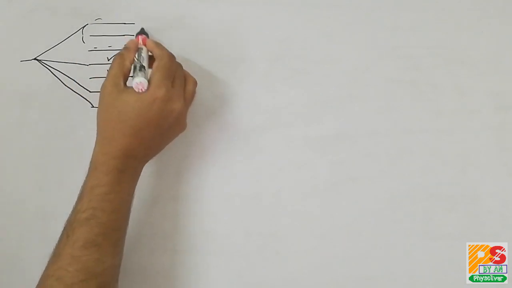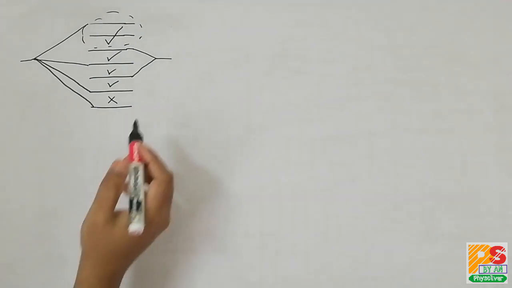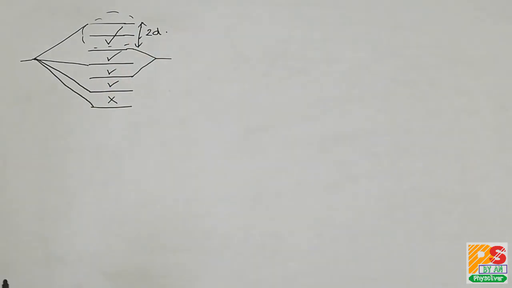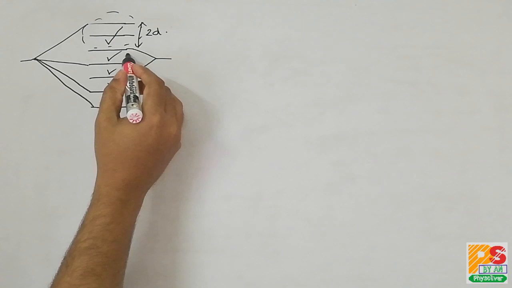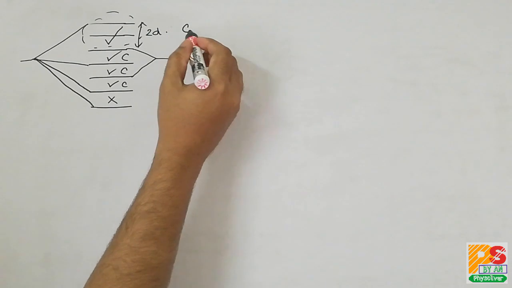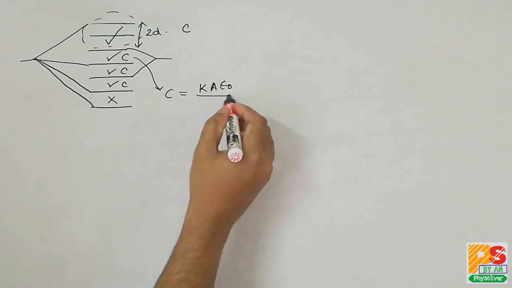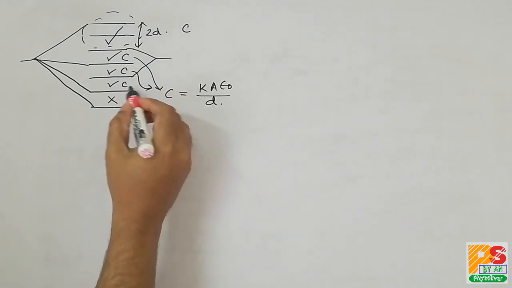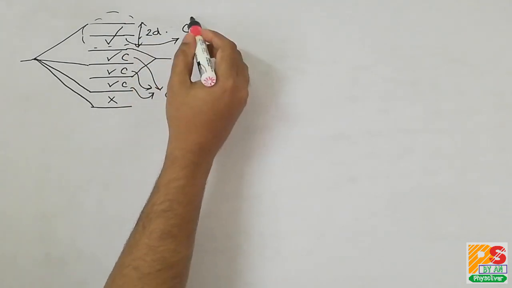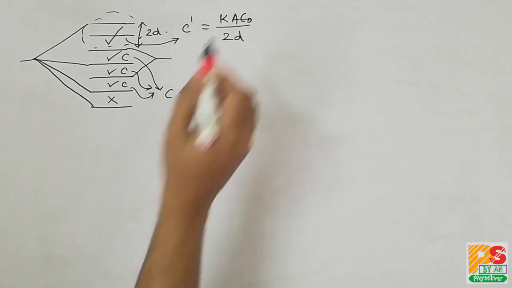But the topmost gap is a different type of capacitor. It has a thickness 2D, not D as the other three ones. So its capacitance will be different from the other three. Let the capacitance of the other three each be C. So I can write C as K A epsilon naught by D, as the distance between two consecutive plates is D. Therefore, the capacitance of the top gap will be C dash equals K A epsilon naught by 2D.